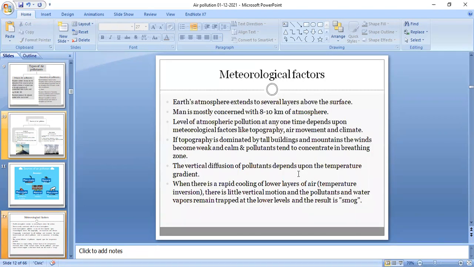Now the meteorological factors. Earth's atmosphere extends to several layers above the surface. Man is mostly concerned with 8 to 10 kilometers of atmosphere. The level of atmospheric pollution at any one time depends upon meteorological factors like topography, air movement, and climate.